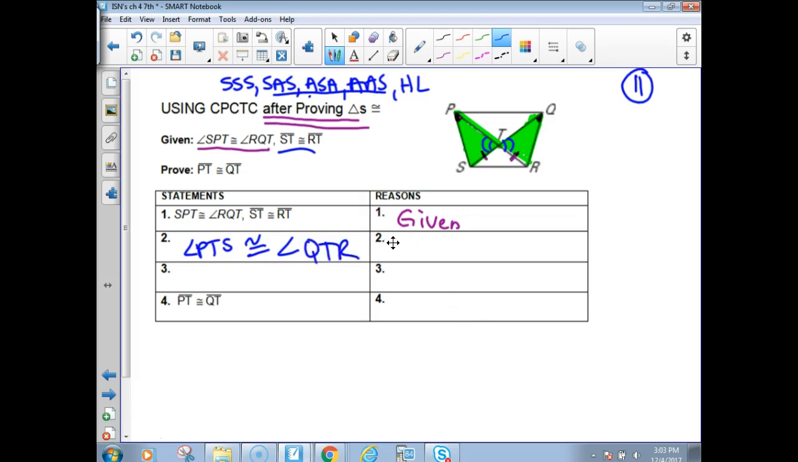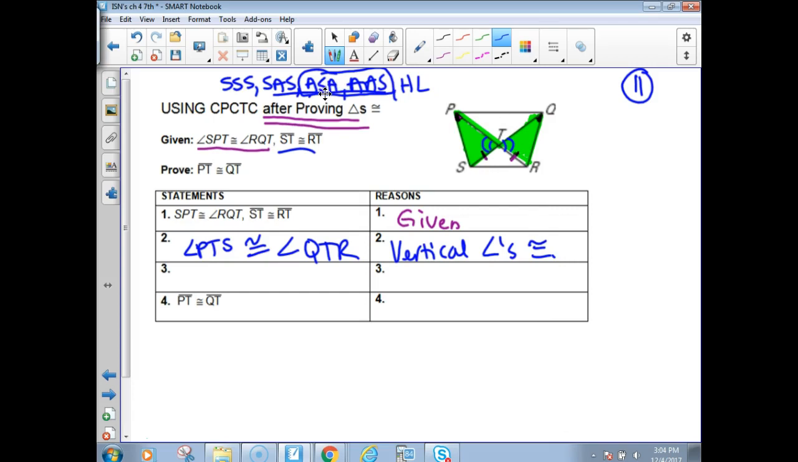All right, why? Because vertical angles are congruent. You can just write vertical angles congruent. Well, what can I do now? Look at the picture. Do we have enough stuff marked to use one of these things? Okay, so we do, because we've got an angle and a side. So it's either going to be angle, side, angle, or angle, angle, side. Now I got to eliminate and figure out which one.